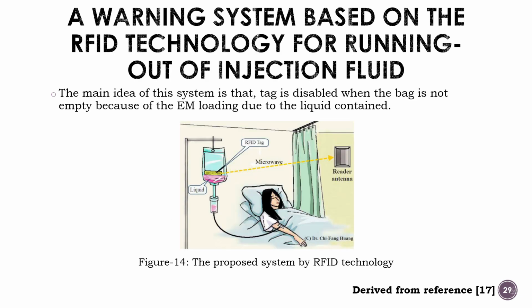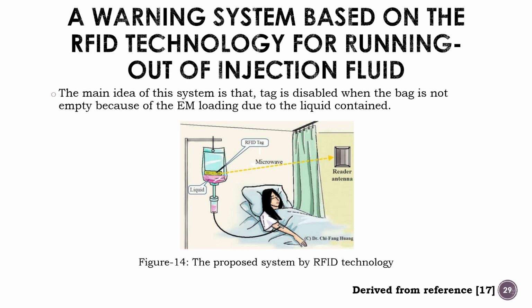So moving on to the next one, which is a warning system based on RFID technology for running out of injection fluid. This figure shows the setup, how the system is set up in a room. So let's move on to the working part.